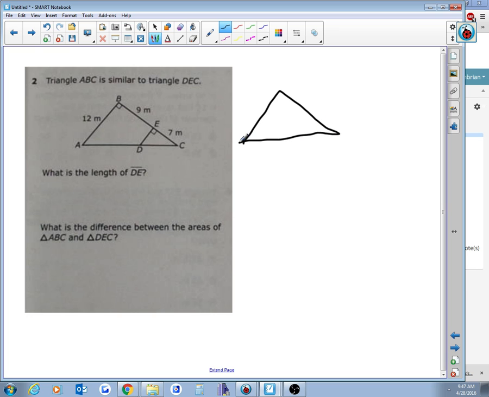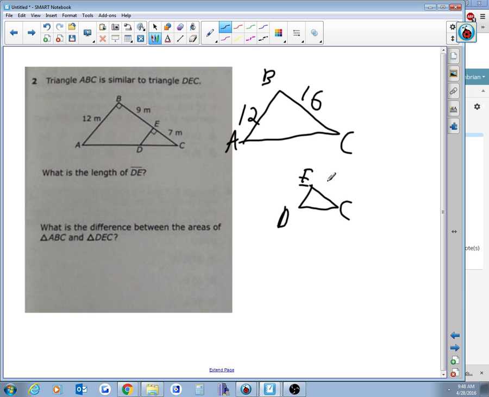So I've got ABC here, and angle A, this side length is 12. This side length, BC, would be 9 plus 7, which brings me to 16. Okay, 9 plus the 7, so side BC is 16. And then I've got my smaller triangle, which is inside, and that's my DEC.